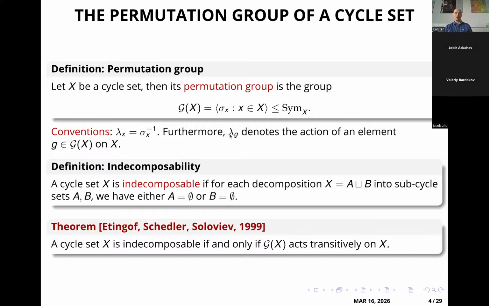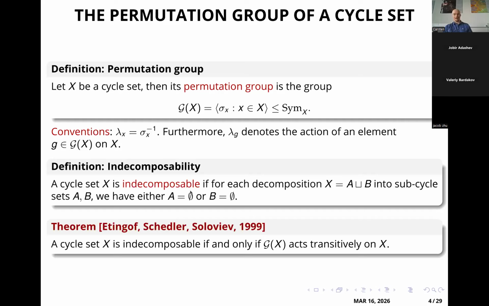Given the permutation group, you can already detect some very easy properties of solutions or cycle sets. One of them is indecomposability, where we call the cycle set indecomposable if any decomposition into two subcycle sets is trivial, meaning that if you decompose a cycle set into two components that are subcycle sets, then one of them has to be empty.